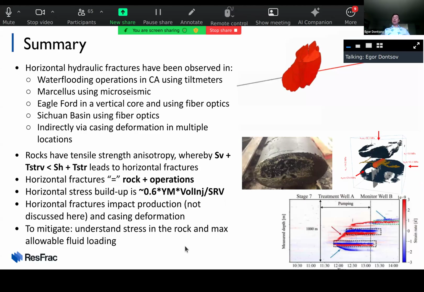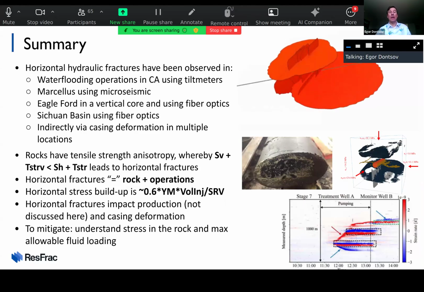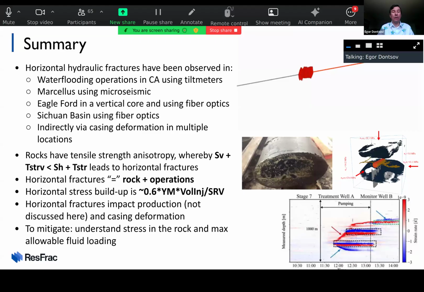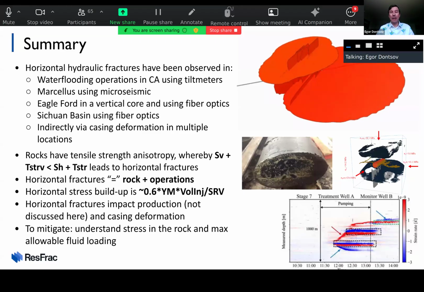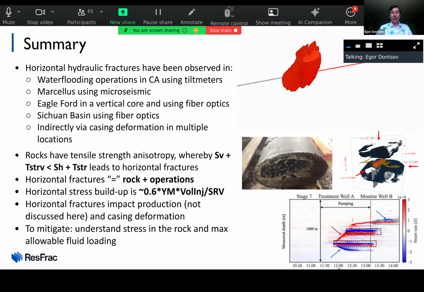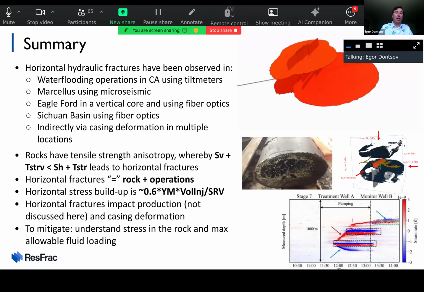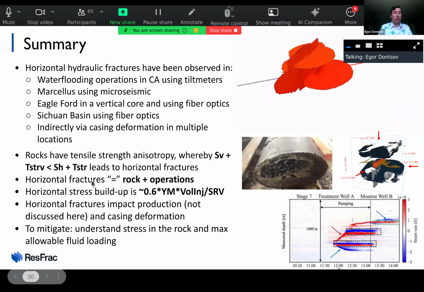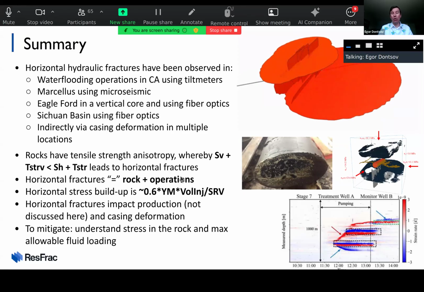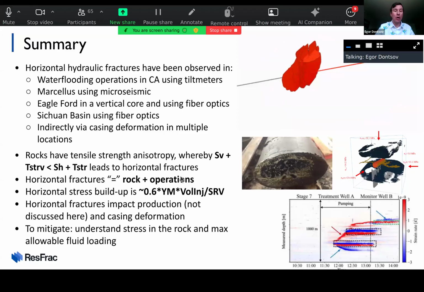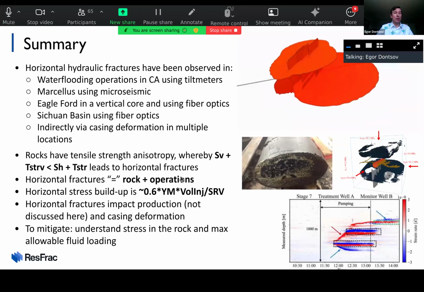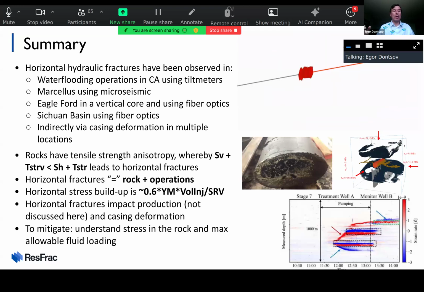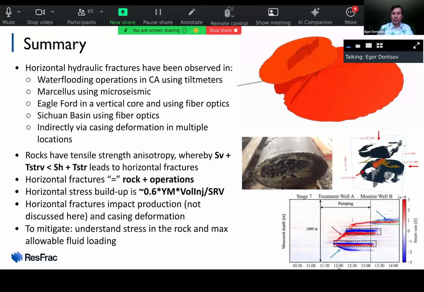So here's the summary. The biggest thing, I hope I convinced you that we occasionally have horizontal hydraulic fractures in shales, and they are large scale, and they open. And sometimes they have propellant and shear as well. And there's a variety of observations. And again, the main message is that horizontal fractures are rock plus operations. With operations, we control the total stress shadow that we generate in the rock. And so if the rock has small capacity, then you exceed the capacity, and you start having horizontal fractures essentially.